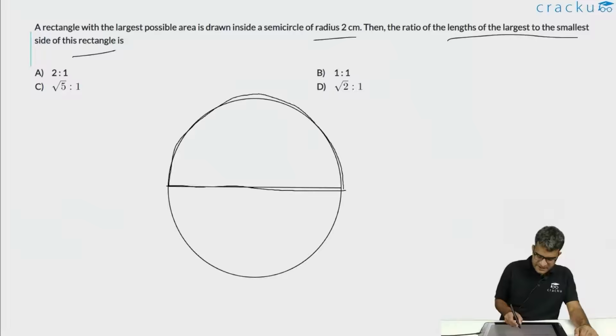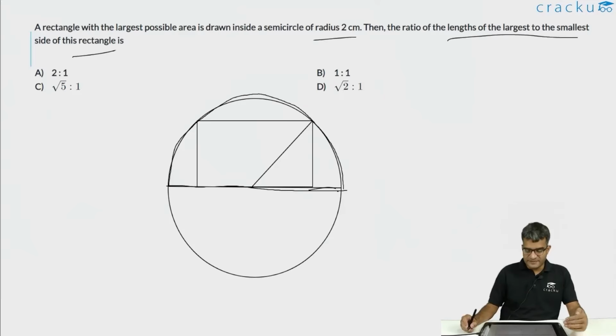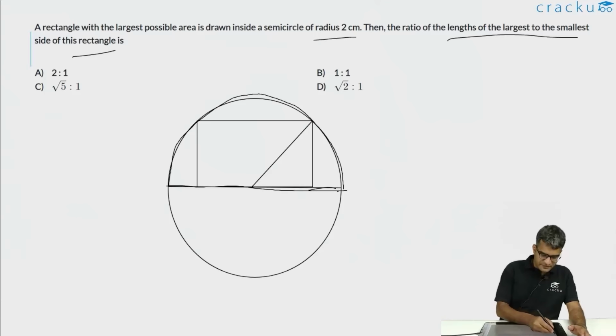In this semicircle, a rectangle is drawn. So the rectangle will be something like this. This is the largest rectangle that is possible in this semicircle. Now let this be the center of the semicircle. Let us connect one vertex of the rectangle to the center of the circle. Let this be O. Let this rectangle be A, B, C and D.